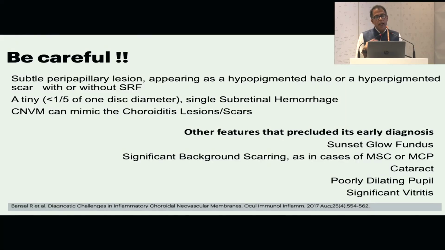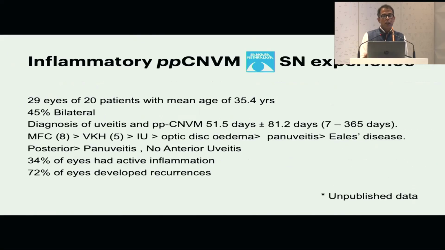Other features that actually preclude the prior diagnosis are sunset glow fundus and significant background scarring as seen in serpiginous choroiditis, and also factors like cataract, poorly dilating pupil, and significant vitritis, which sometimes add to the confusion.